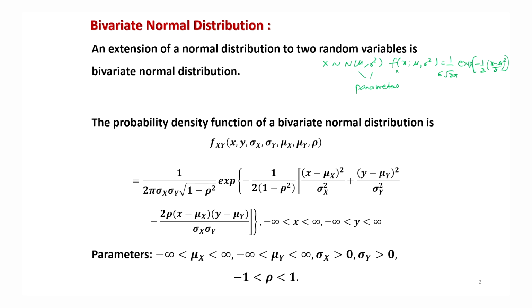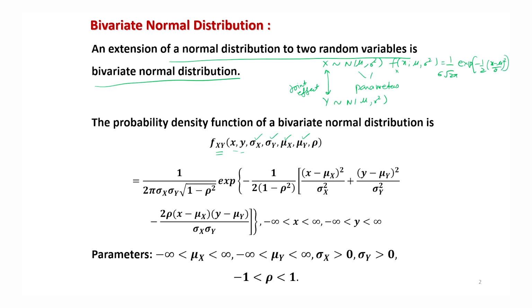So now we try to extend it to a bivariate case. That means there are two variables. Suppose there is another variable y, which is following normal mu sigma square. They may have the same mean or different means, but now we also want to consider their joint effect, right? So the extension of a normal distribution to two random variables is the bivariate normal distribution. And the probability density function of a bivariate normal distribution is given like this, where there are two random variables x and y. So we have here the parameters sigma x, sigma y, mu x, mu y, and rho, and it is given like this.